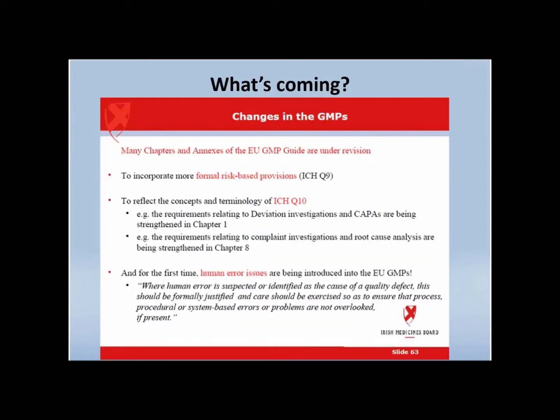This portion of the regulation in Europe says that we have to find out not only that it needs to be fully investigated, they are a little bit more detailed in their description, which is that you have to formally justify your human error, and care should be exercised to make sure that process, procedural, or system-based errors are not overlooked. Today, in our presentation, we're going to talk about all of these types of errors, the process, procedural, system-based errors, and all of the root causes related to human error deviation.